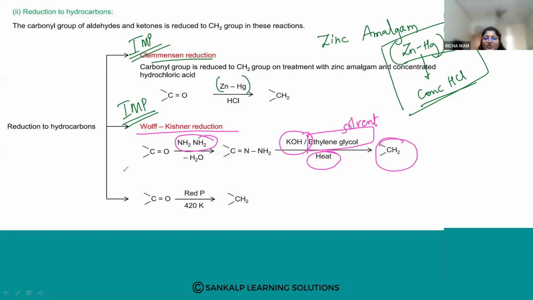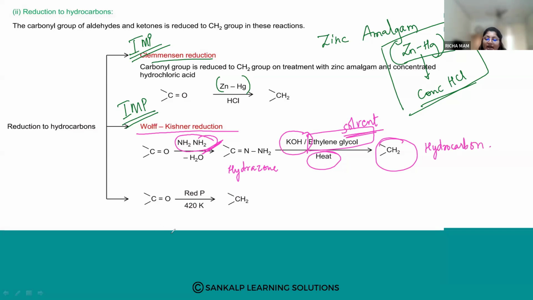So in the Wolff-Kishner reduction, we can take either aldehydes or ketones and treat them with hydrazine. When you treat it with hydrazine, I'm going to get a hydrazone. So the intermediate formed is a hydrazone. This hydrazone I'm going to heat with potassium hydroxide in the presence of ethylene glycol as a solvent, and I'm going to get a hydrocarbon.